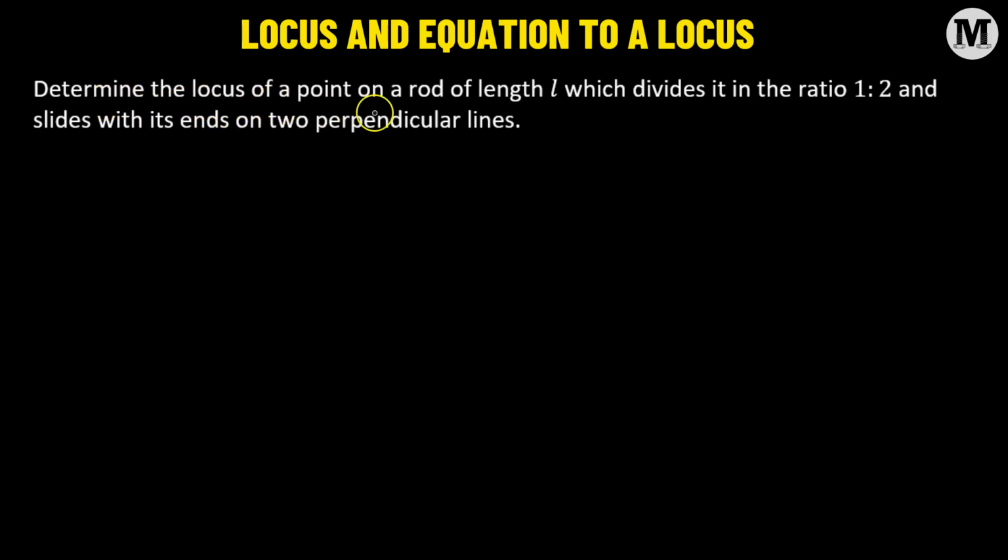Determine the locus of a point on a rod of length L which divides it into ratio 1:2 and slides with its ends on two perpendicular lines. Let's try to understand the problem graphically first.